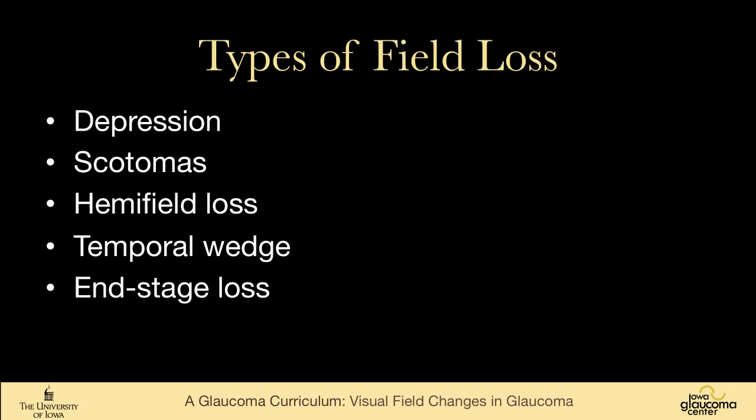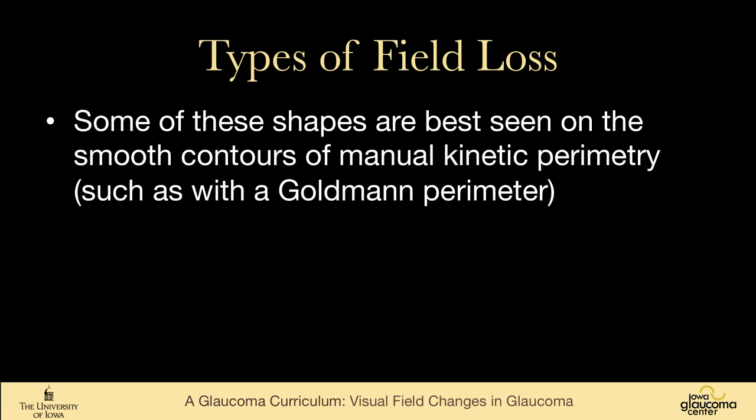There are lots of kinds of field loss, and I'll go through some of these, but it's certainly not exhaustive as a list. And some of the shapes that are described as field defects, like Seidel scotomas or nasal steps, are really terms that carry over from manual kinetic perimetry, such as that done with a Goldmann perimeter. So these terms exist, but they don't really work quite as well in the automated fields.